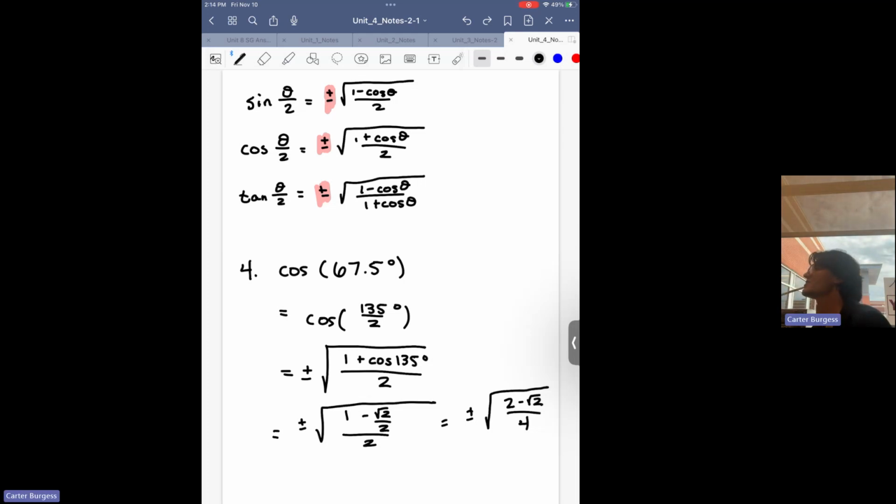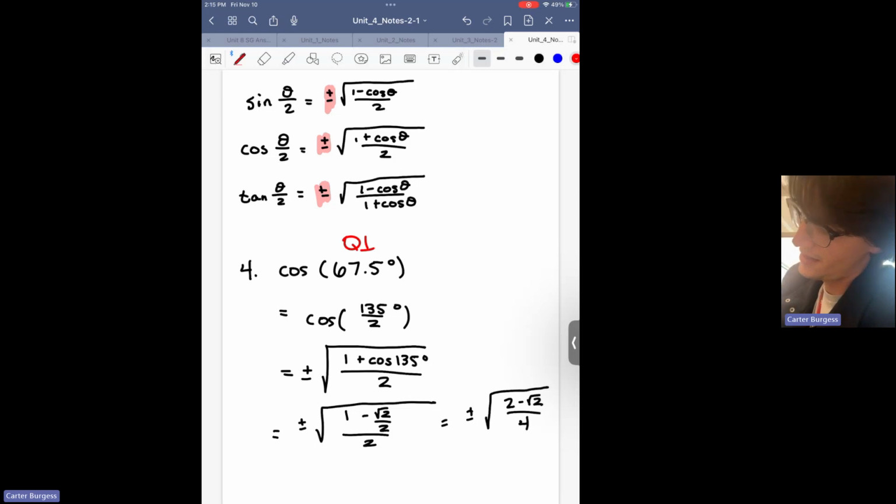The plus or minus. Okay, so is this going to be a positive value or a negative value? That is going to come from the quadrant of the angle that we are actually taking the trig function of. So looking at 67.5, where does 67.5 go? Quadrant 1, and cosine of a quadrant 1 angle is going to be positive. And so since this is in Q1, this is just going to be the positive version of what we see. And so to communicate that, we'll just erase this.